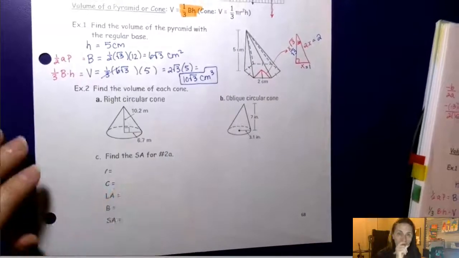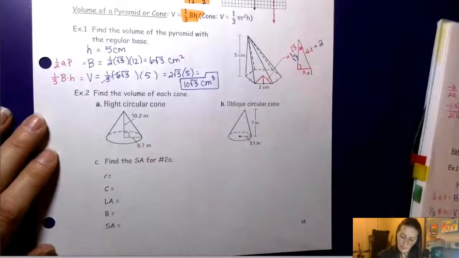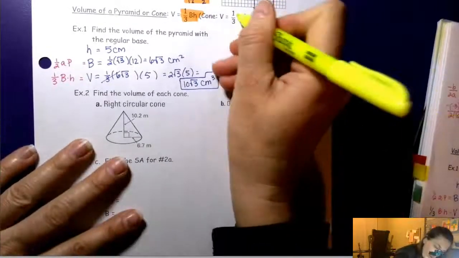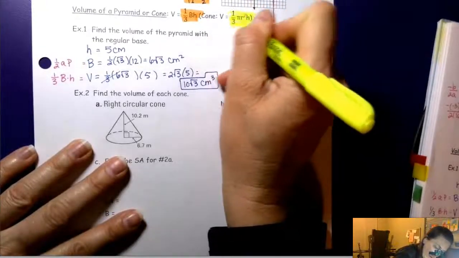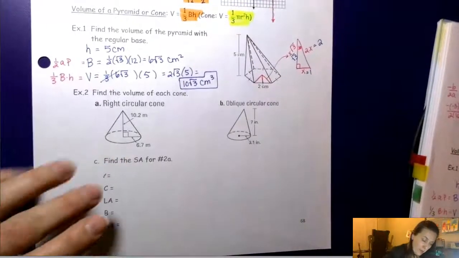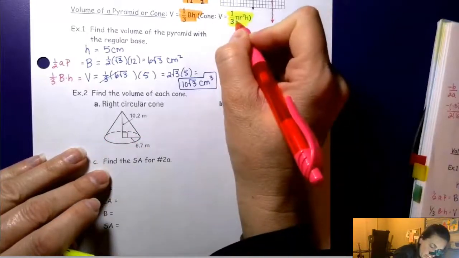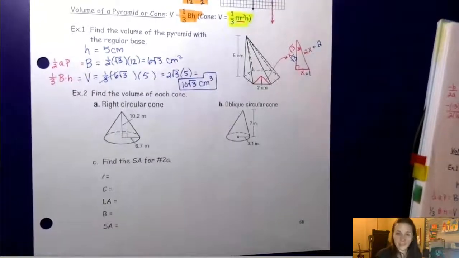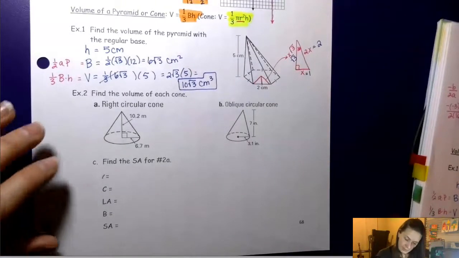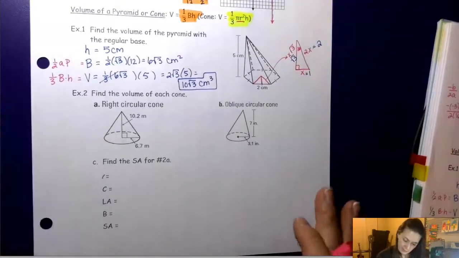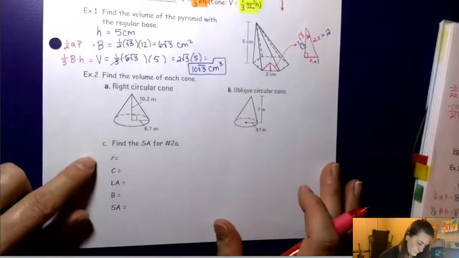If you want to go ahead and work ahead on your own, the formula is up here for the volume of a cone. This time you know that the area of the base is a circle, so pi r squared. So it's the same, it just depends on whatever the base is. Same letters here, everything's really, really similar.